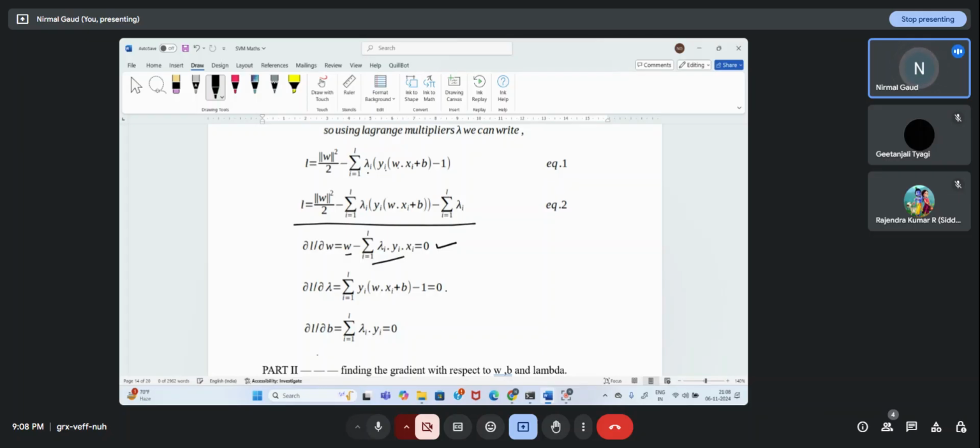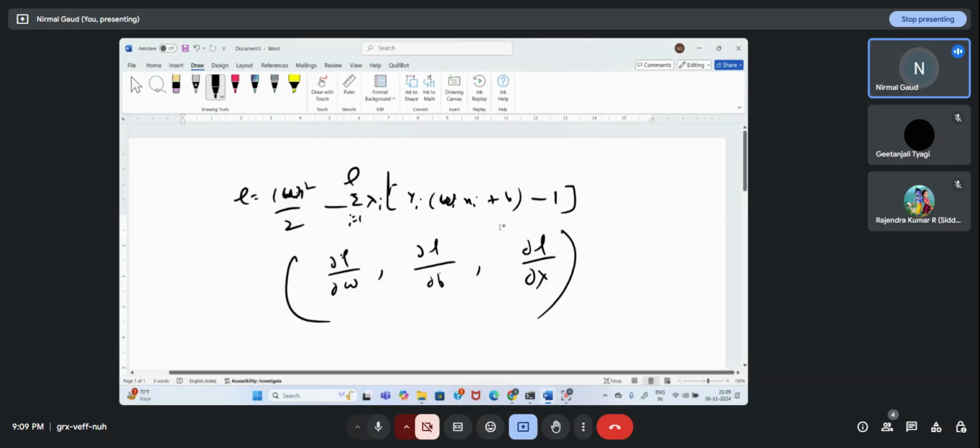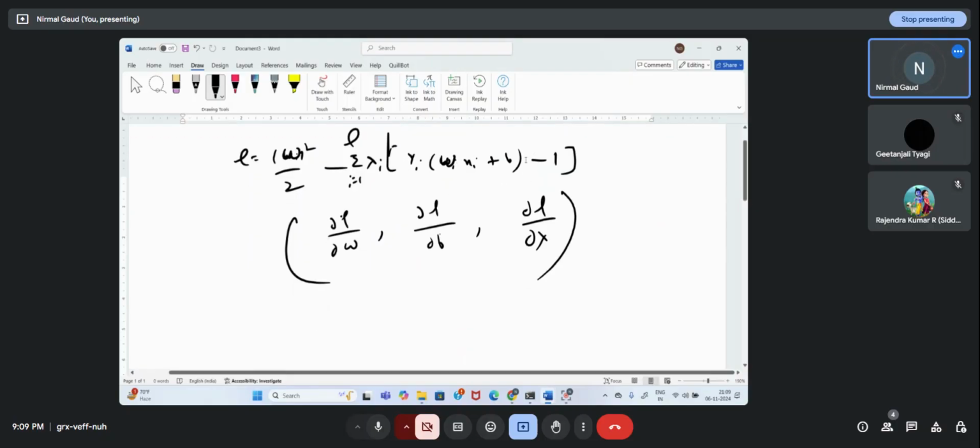Del L by del lambda I can do with this thing. Here this lambda will be differentiated, and the rest will remain available, so minus 1. And del L by del B: this will be 0, this will be 0, only yi and lambda i in the multiplication. So I'm going to get this. Yesterday also I solved this. If you want me to do it again, that's not an issue, it's very easy. You can differentiate this equation with respect to W, B, and lambda. You will get all these terms.